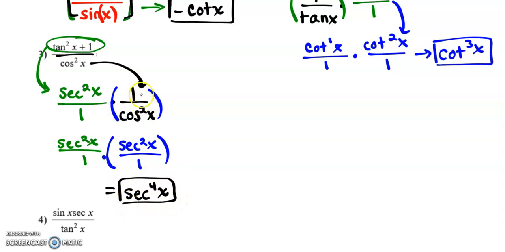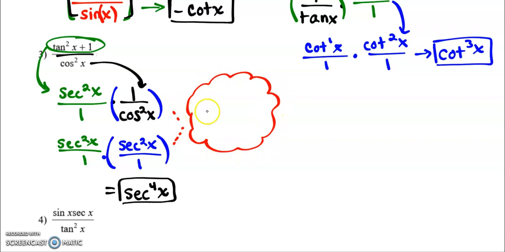Because I rewrote my 1 over cosine squared as secant squared. And if you're like, wait, I'm just a little bit confused on that, sorry that my thought bubbles aren't super awesome.